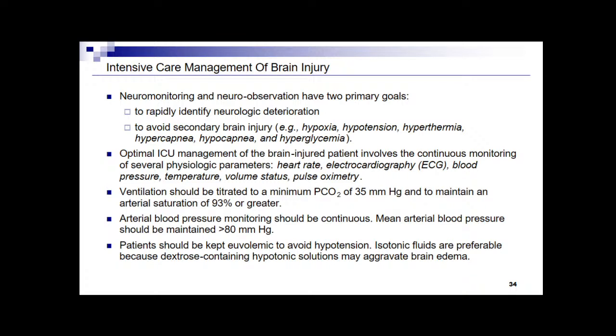Arterial blood pressure monitoring should be continuous, and mean arterial blood pressure should be maintained above 80 mm mercury to avoid brain hypercirculation. And patients should be kept euvolemic to avoid hypotension. Isotonic fluids are preferable because dextrose-containing hypotonic solutions may aggravate brain edema.